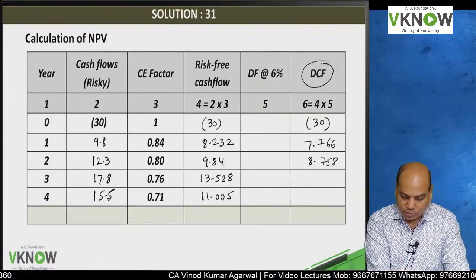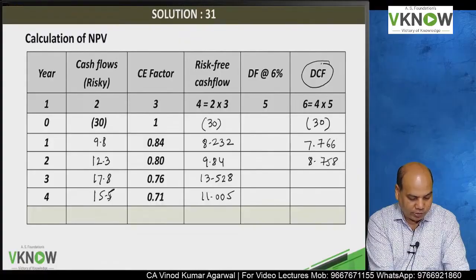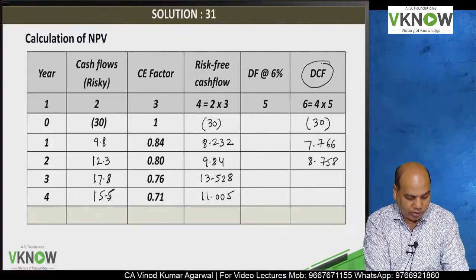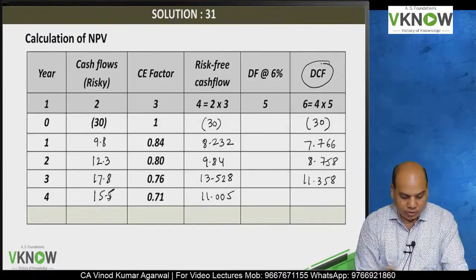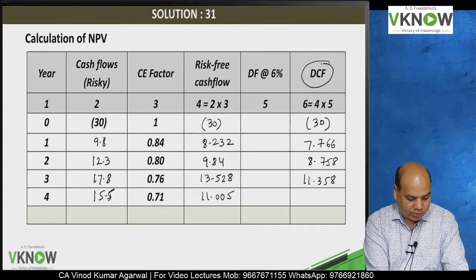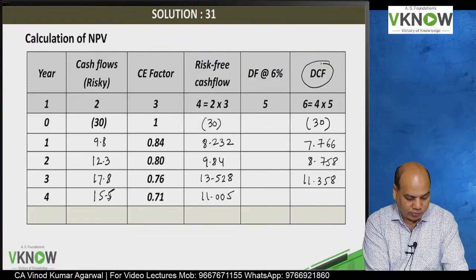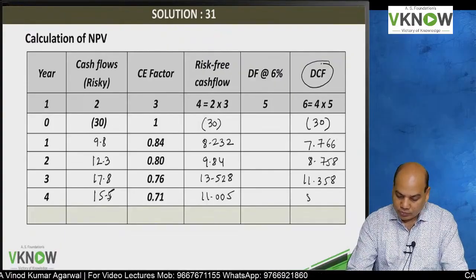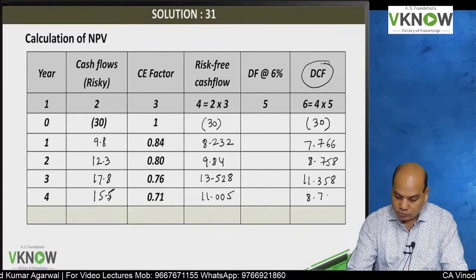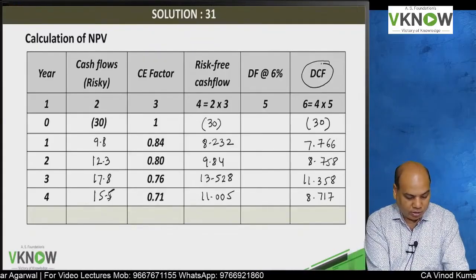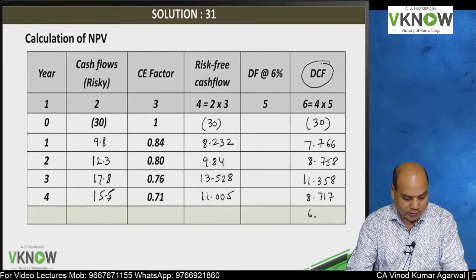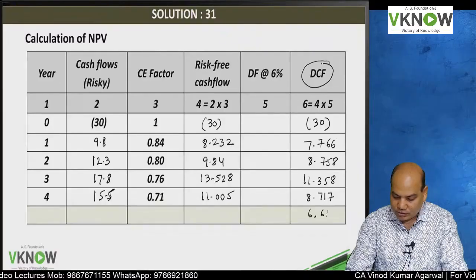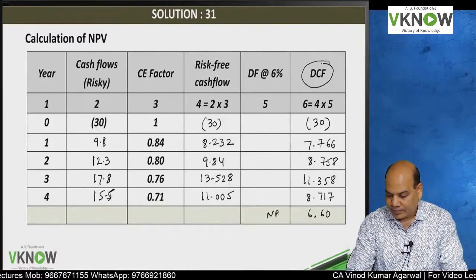Then I will type 13.528 divided by 1.06 3 times equal to memory plus, 11.358. And I will type 11.005 divided by 1.06 4 times equal to memory plus, 8.717. Memory recall minus 30 equal to 6.9, approximately 6.60. This is NPV.